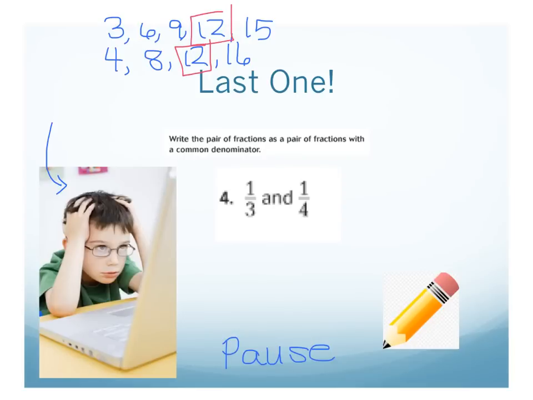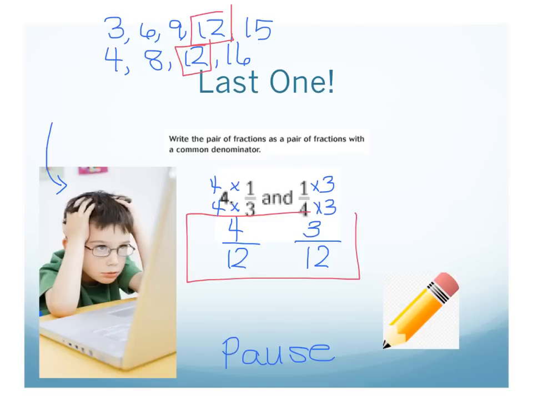I'm going to turn them both into 12ths. I know that 3 times 4 is 12. So 1 times 4 is 4. I know that 4 times 3 is 12. So 1 times 3 is 3. And there I have my 2 sets of fractions with a common denominator.